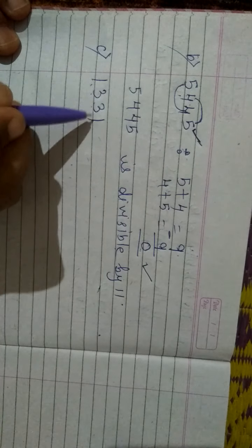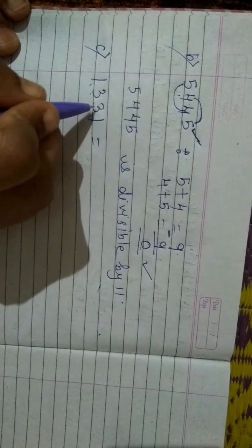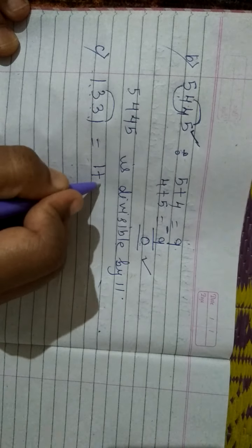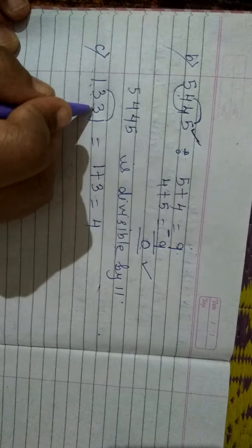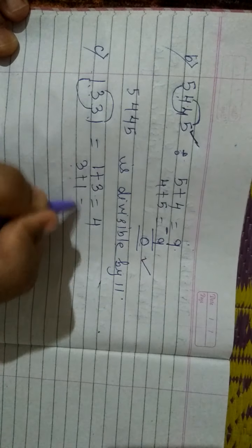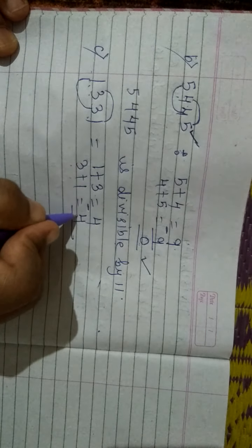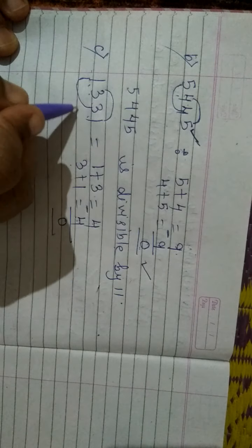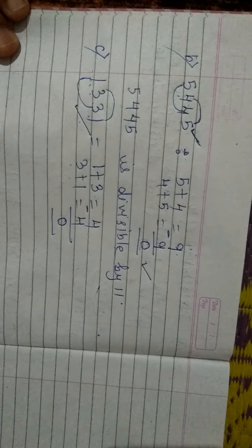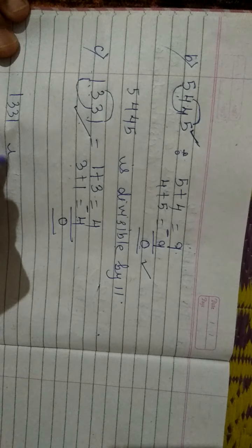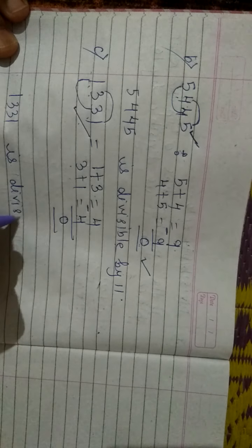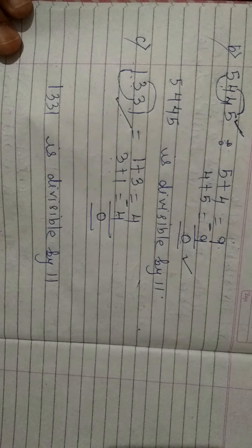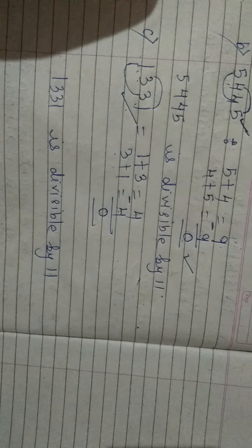Now let's see the C question, that is 1331. Now children, again 4 digits are there. Here I will add 1 plus 3, that will give me 4, and here I will add 3 plus 1, that will again be 4. After finding this, I have to find the difference. 4 minus 4 will give me 0. It means that 1331 is divisible by 11. Understood children?